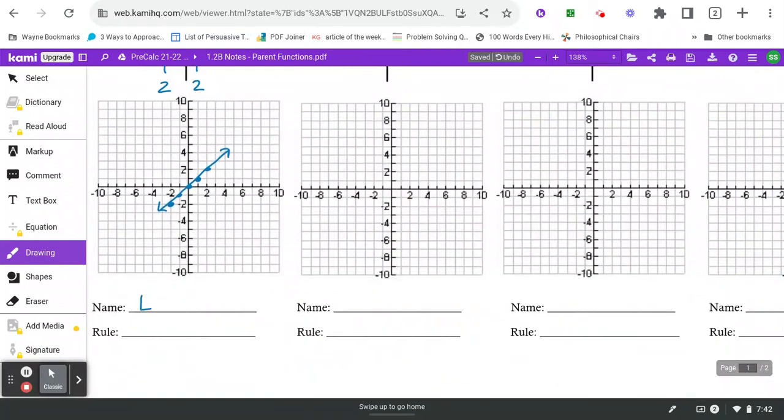So the official name of this function is called a linear function. And when we graph these, we usually don't make t-charts. We use the rule y equals mx plus b, where m is our slope and b is our y-intercept.